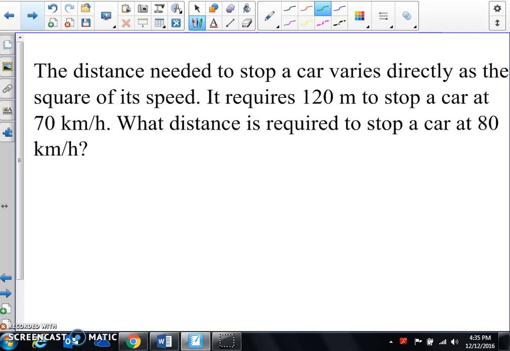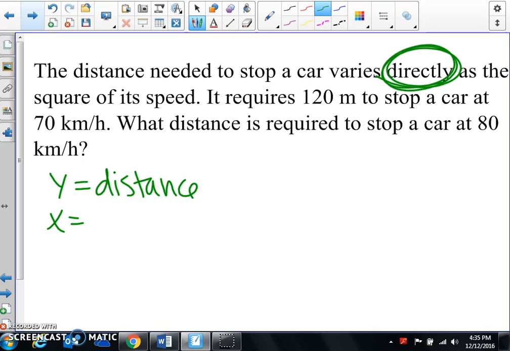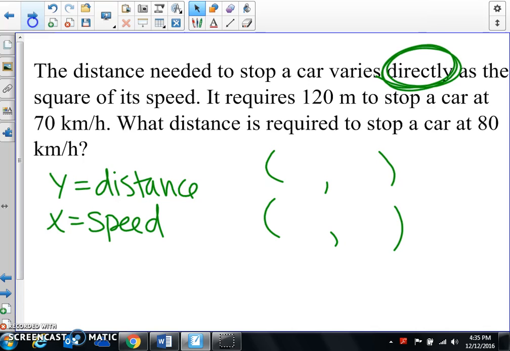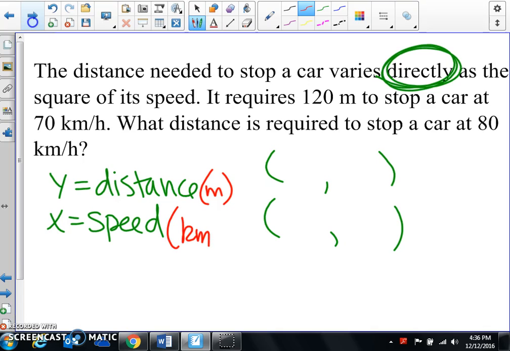All right. So y, x. Y always varies with x. So the distance I need to stop a car varies directly as the square of its speed. All right, so speed is going to be the x. Let's set up our two. It requires 120 meters to stop. So meters is distance. And guys, if you want to, you can put the units. It'd probably be better if we put the units. So meters was distance and speed is kilometers per hour.